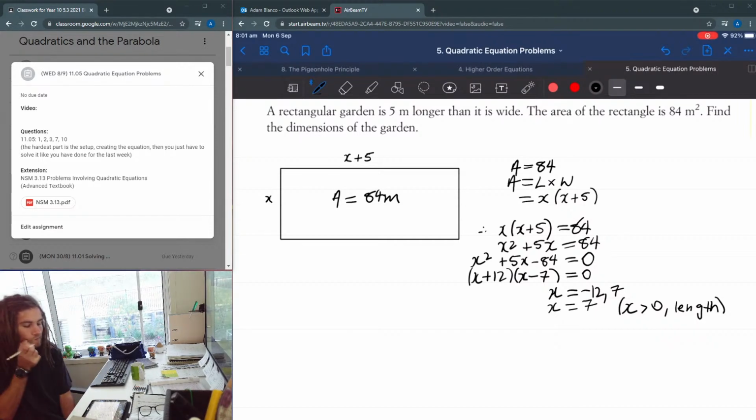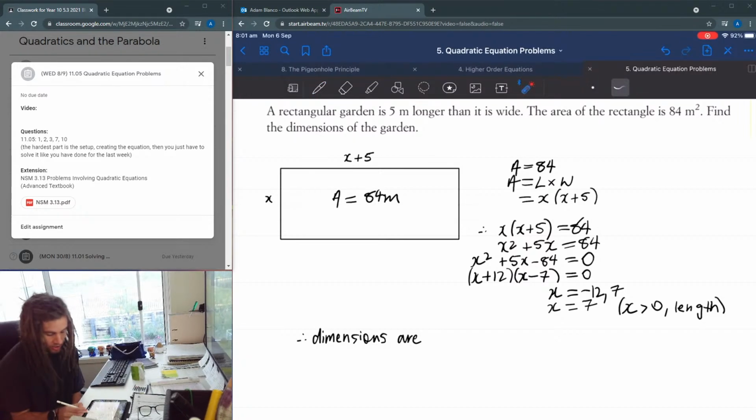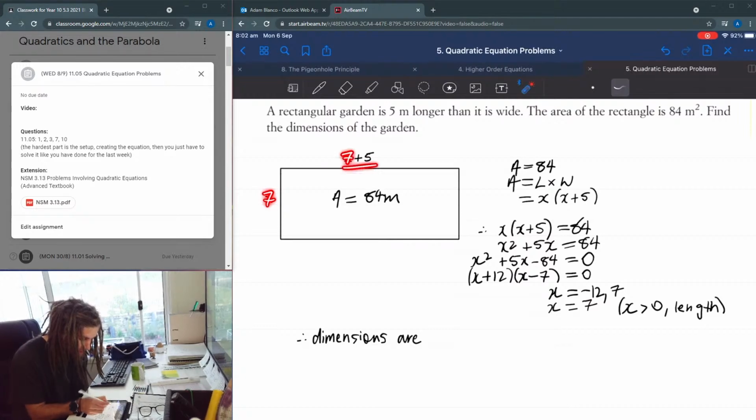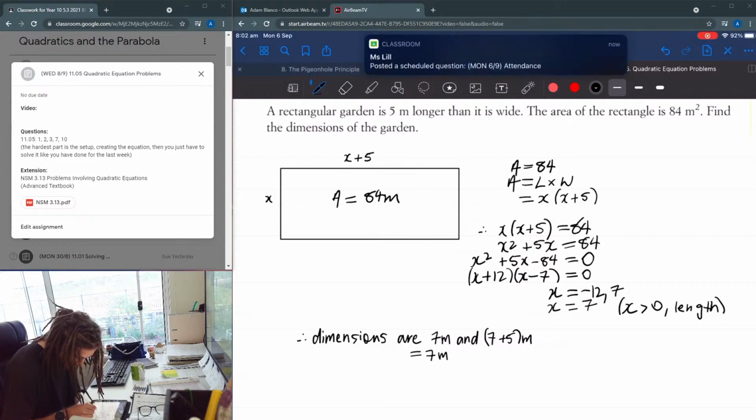it's because x has to be greater than 0 because it's a length. Something like that. All right, so therefore the dimensions are, now be careful because you're not done yet. You've found that x equals 7, but the dimensions are 7 and 7 plus 5. So that means the dimensions are 7 meters and 7 plus 5 in brackets meters, which is 7 meters by, what's 7 plus 5? 12, because we did that before.